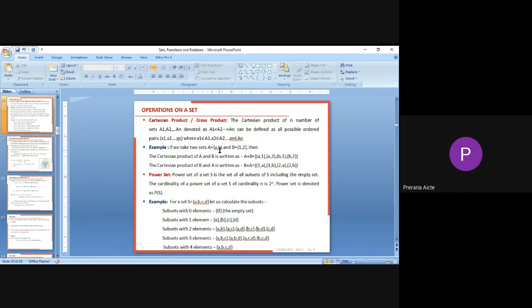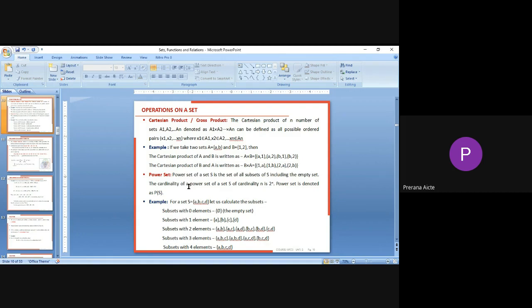Let us see an example here. If you consider A equal to {a, b}, B equal to {1, 2}. Then A cross B, or the Cartesian product of A with B, is given by (a,1), (a,2), (b,1), (b,2). Similarly, you can find B cross A. So it will be (1,a), (1,b), (2,a), (2,b). Like that, I can find the cross product between the two given sets.